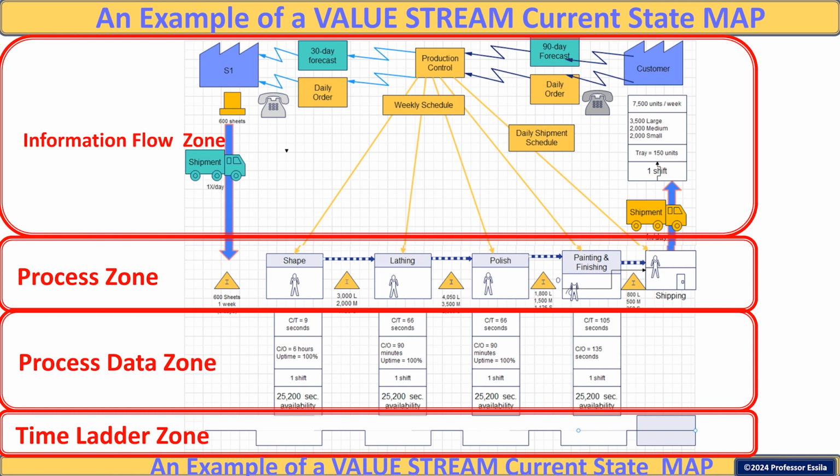From our video on the value stream map zones, we explained that the value stream map has 4 zones: the information flow zone, the process zone, the process data zone, and the time ladder zone. The middle 2 zones, the process zone and the process data zone, are also known as the material zone, MZ. This approach reduces the number of zones from 4 to only 3.